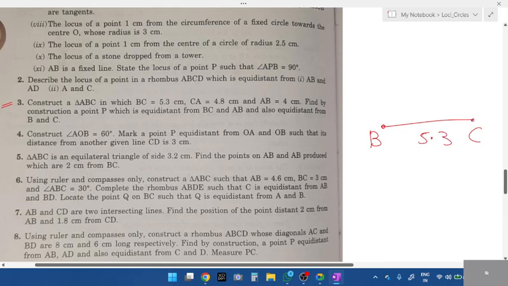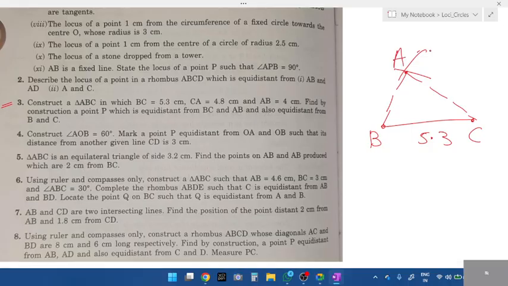Then from C, how many centimeters you have to take? 4.8 centimeters and an arc. And from B, students, you have to take 4 centimeters for AB. You'll get a triangle like this, right? Triangle. Okay, first complete this triangle. Next, I'll tell you the second point I'll teach.